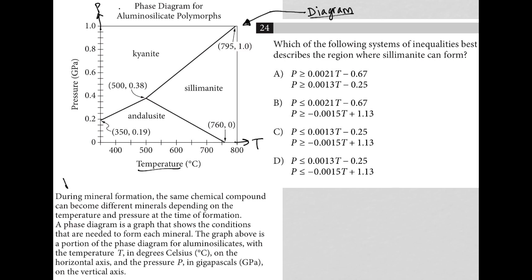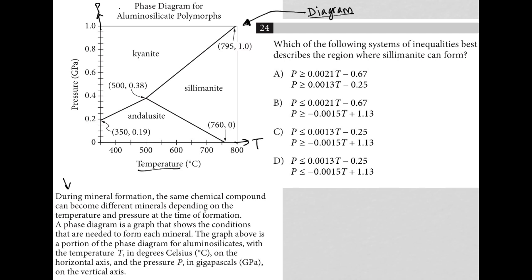The information provided here says during mineral formation, the same chemical compound can become different minerals depending on the temperature and pressure at the time of formation. A phase diagram is a graph that shows the conditions that are needed to form each mineral. The graph above is a portion of the phase diagram for aluminosilicates with the temperature T in degrees Celsius on the horizontal axis and the pressure P in gigapascals on the vertical axis.